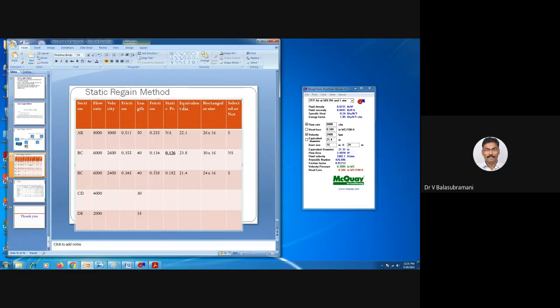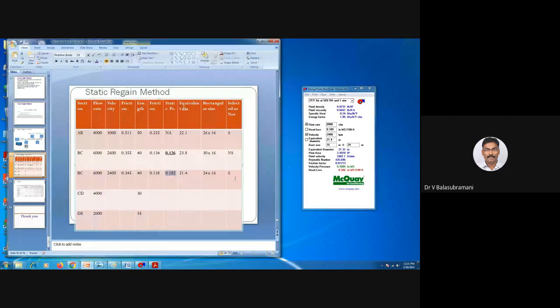Now static pressure should be calculated by the equation. If anyone can help me, what is the value of static pressure? You have to check it. I got 0.182.